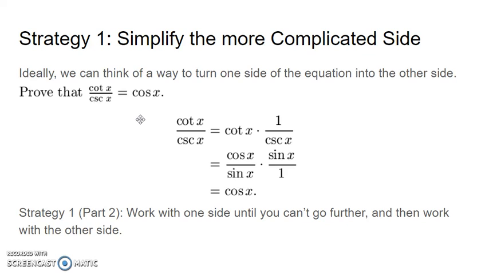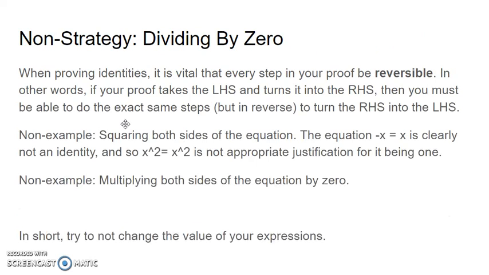That said, though, working with each side individually is not the same as working with both sides at once. It's not the same as treating this truly as an equation and trying to solve for x or anything like that. So a bit of a cautionary tale here. A non-strategy would be, well, dividing by 0, obviously, but to explain what I mean, let's start and think about this.